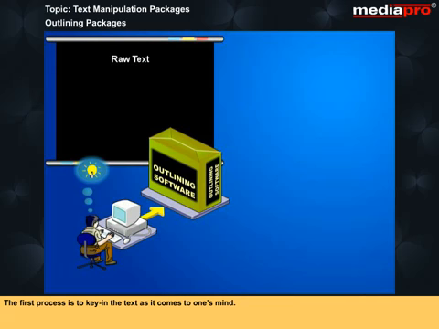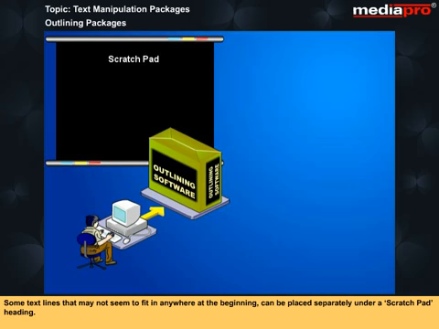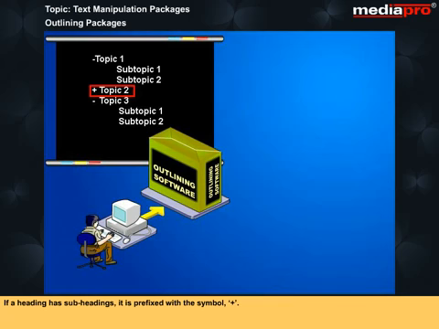The first process is to key in the text as it comes into one's mind. The next step is to indent those lines of text that should appear as a subtopic of the previous line. Some text lines that may not seem to fit in anywhere at the beginning can be placed separately under a scratchpad heading. Each heading in an outline can have n number of subheadings, and likewise, a subheading can also have any number of sub-subheadings, and so on. If a heading has subheadings, it is prefixed with the symbol plus. If a heading does not have any lower level entries, it is prefixed with the symbol minus.